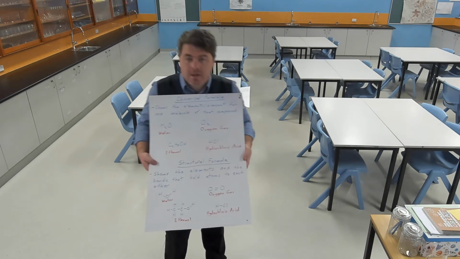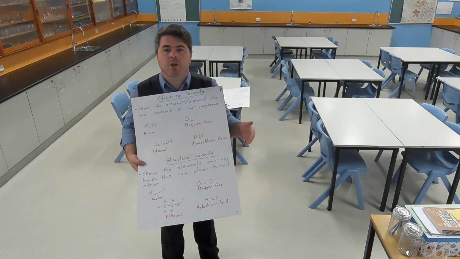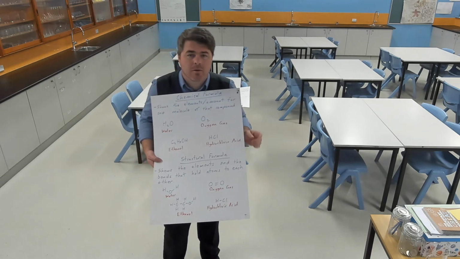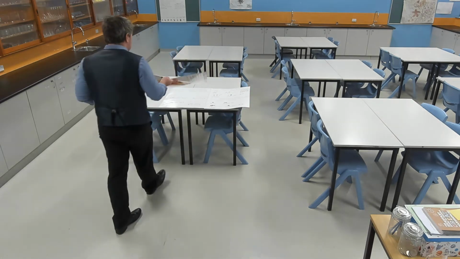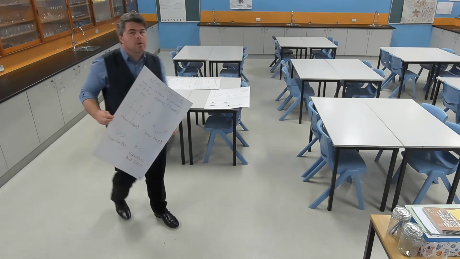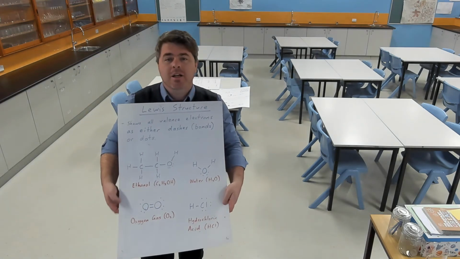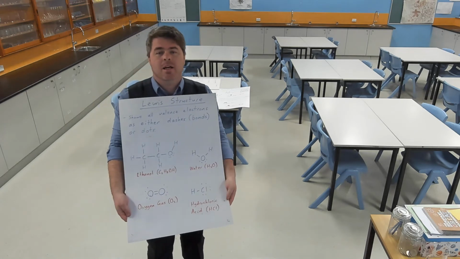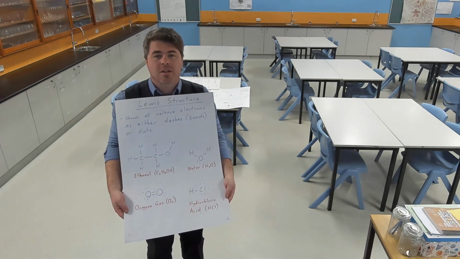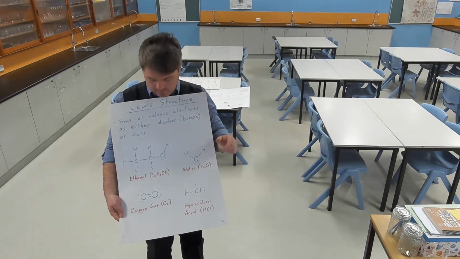Okay? Now, let's say you want to go a little bit further. You want to impress some people by showing them exactly what's happening. Well, you can do that using a Lewis structure. Now, each of these dashes that we've talked about is representing two electrons that are held together. So they hold their atoms together respectively.